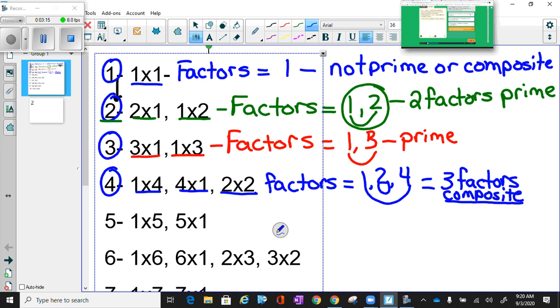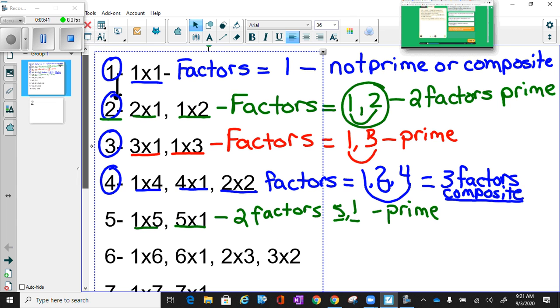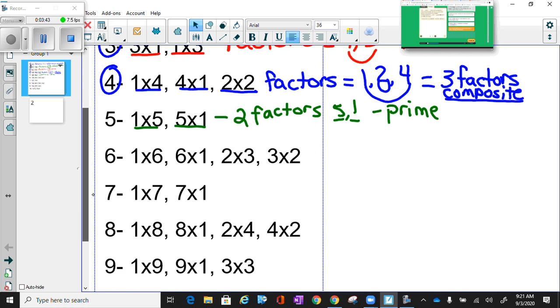Let's look at 5, the number 5. The number 5 has these two equations, so it has 2 factors, which would be the numbers 5 and 1. It only has 2 factors, so is it prime or is it composite? You're right, it's prime. Okay? Let's scroll down a little bit.